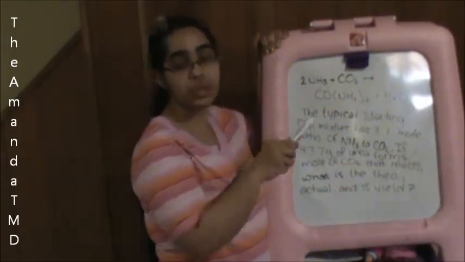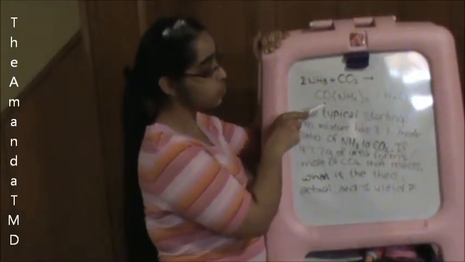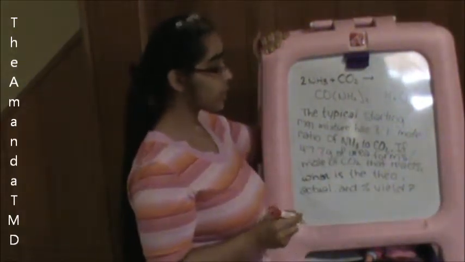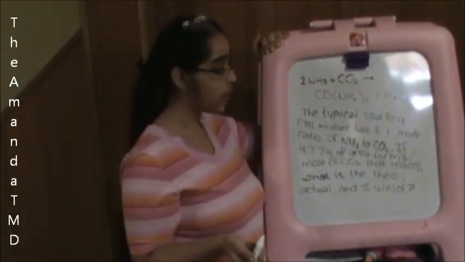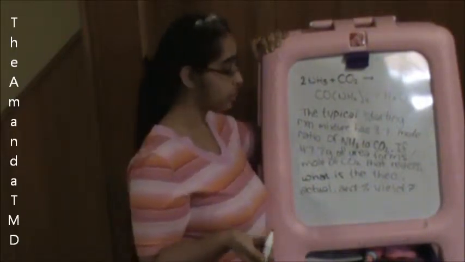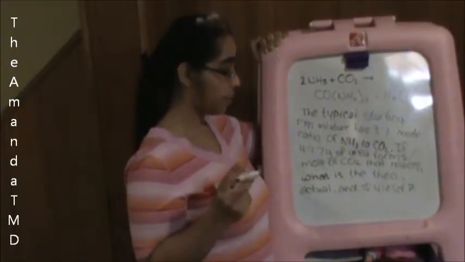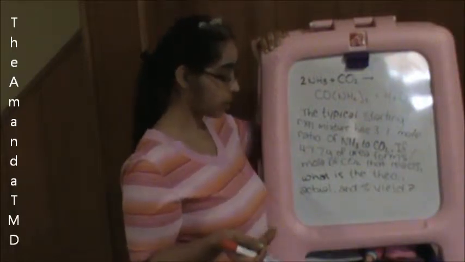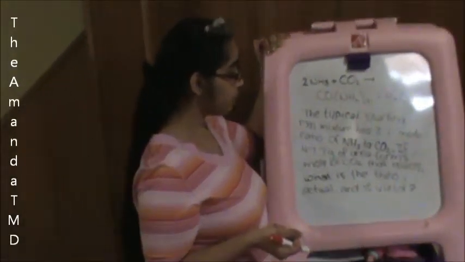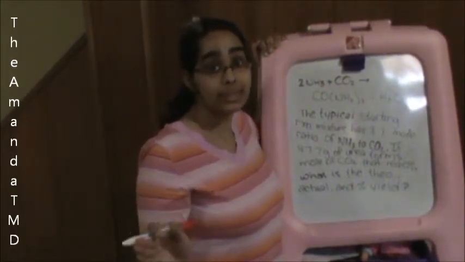NH3 is ammonia, plus carbon dioxide gives you urea plus water, okay? And the question is that a typical starting reaction has a 3 to 1 ratio of NH3 to CO2. Now, if 47.7 grams of urea form per mole of CO2 that reacts, what is the theoretical, actual, and percent yield?